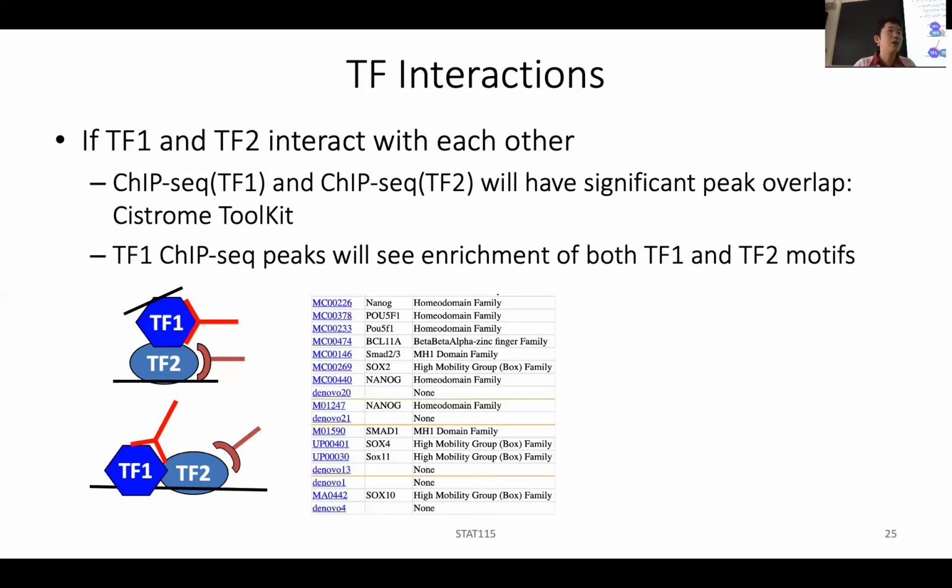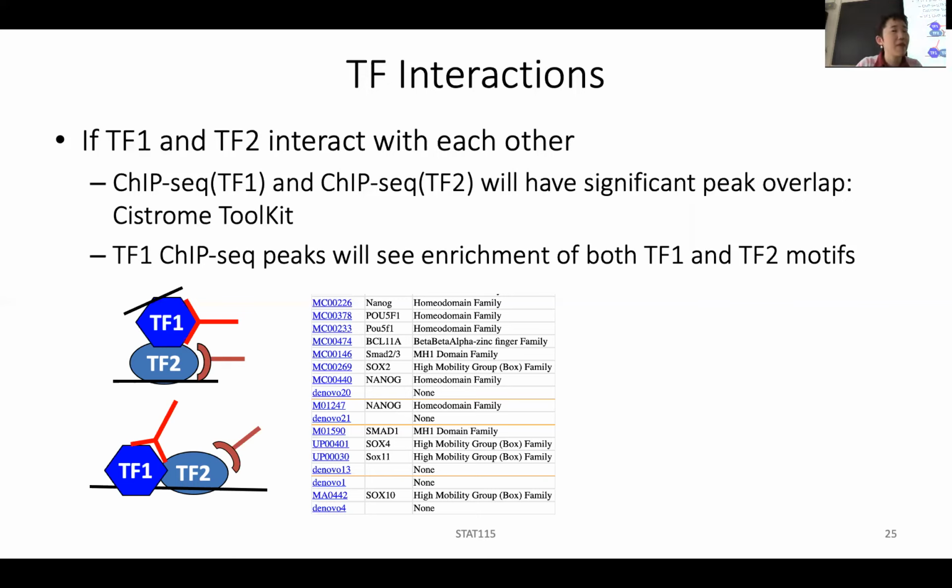That's an indication. Well, there's also a possibility that you used the wrong antibody, or a sample swap, right? But hopefully you find, yes, my factor motif is enriched, but there is another motif that is also enriched, usually a secondary motif. That's an indication that these two factors interact with each other. Here, if we do the Nanog ChIP-seq, in the very top we see the Nanog motif, but then you see the SOX motif. You see SOX4, SOX11, SOX10, but there's also SOX2, SOX3, right?